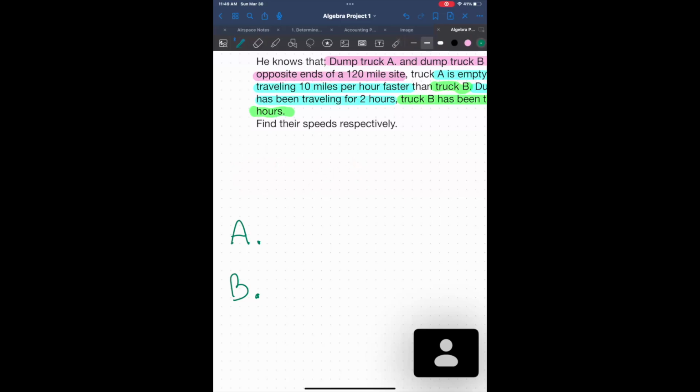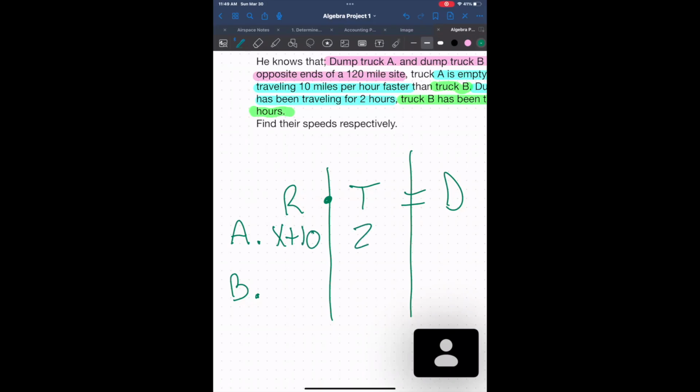So I'd like this right above. Maybe rate, maybe time equals distance. There's a multiplication part in there. All right. So we know that dump truck A is going to be doing faster than, so X plus 10, because he's going 10 miles per hour faster. And we know the time because he's going 2 hours. And we know it is equal to distance because they're both traveling on the same distance.